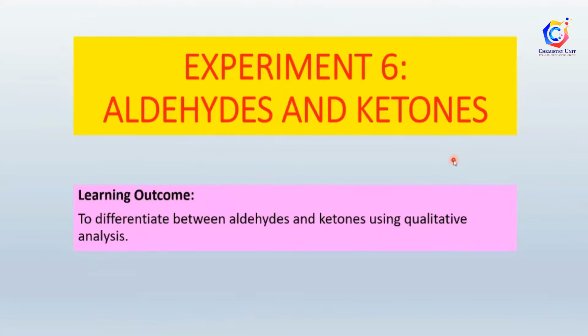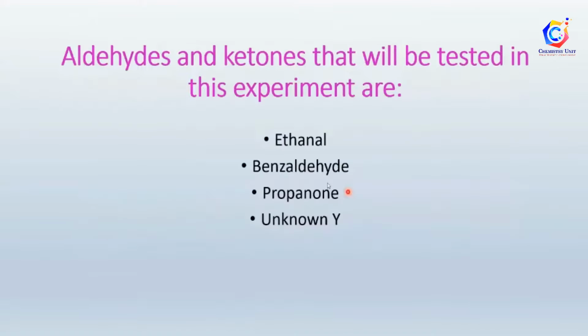Hello class, today we are going to learn experiment 6, aldehydes and ketones. The learning outcome for this experiment is to differentiate between aldehydes and ketones using qualitative analysis. The aldehydes and ketones that will be tested in this experiment are ethanol, benzaldehyde, propanone, and unknown Y.